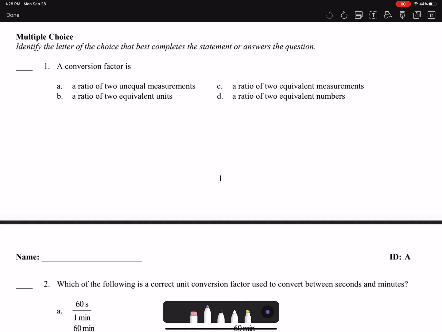So, the first question says, a conversion factor is what? A ratio of two unequal measurements, a ratio of two equivalent units, a ratio of two equivalent measurements, or a ratio of two equivalent numbers.